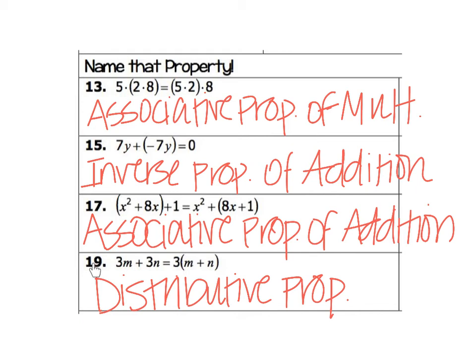And number 19, it looks a little different than what we're used to because it's switched around, but this is the distributive property because we're saying 3 times m, 3 times n, and that gives us 3m plus 3n. So this is the distributive property.